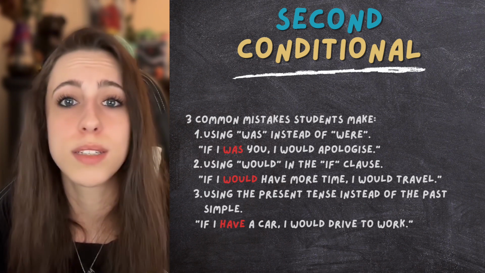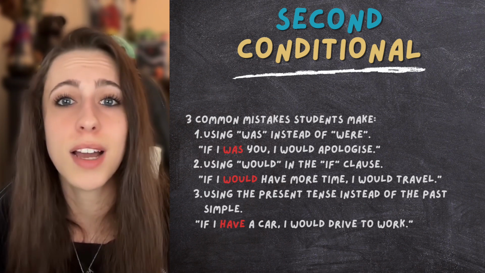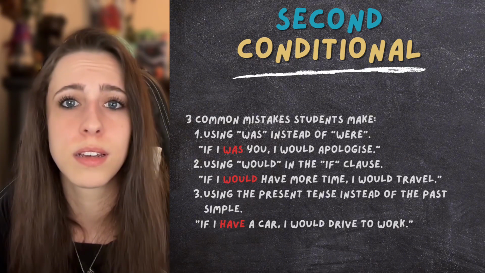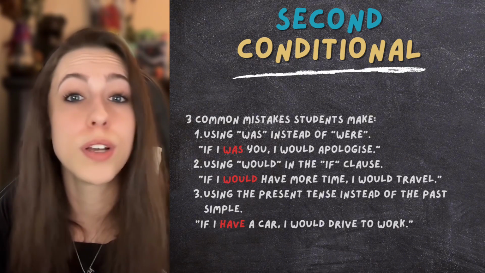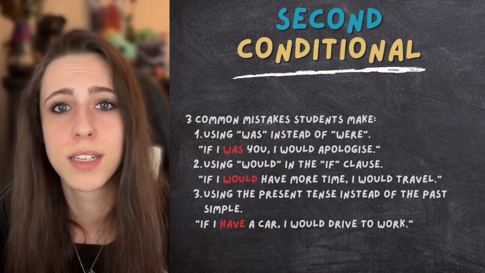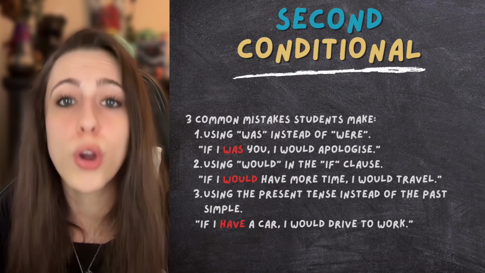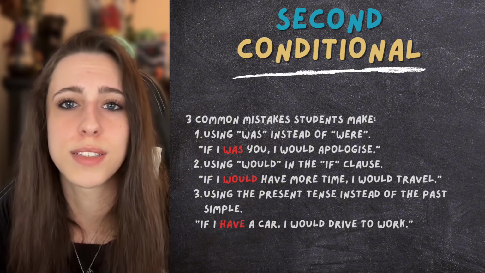Students use was when the subject is I, he, she, and it. For example, if I was you, I would apologize. We want to say, if I were you, I would apologize.